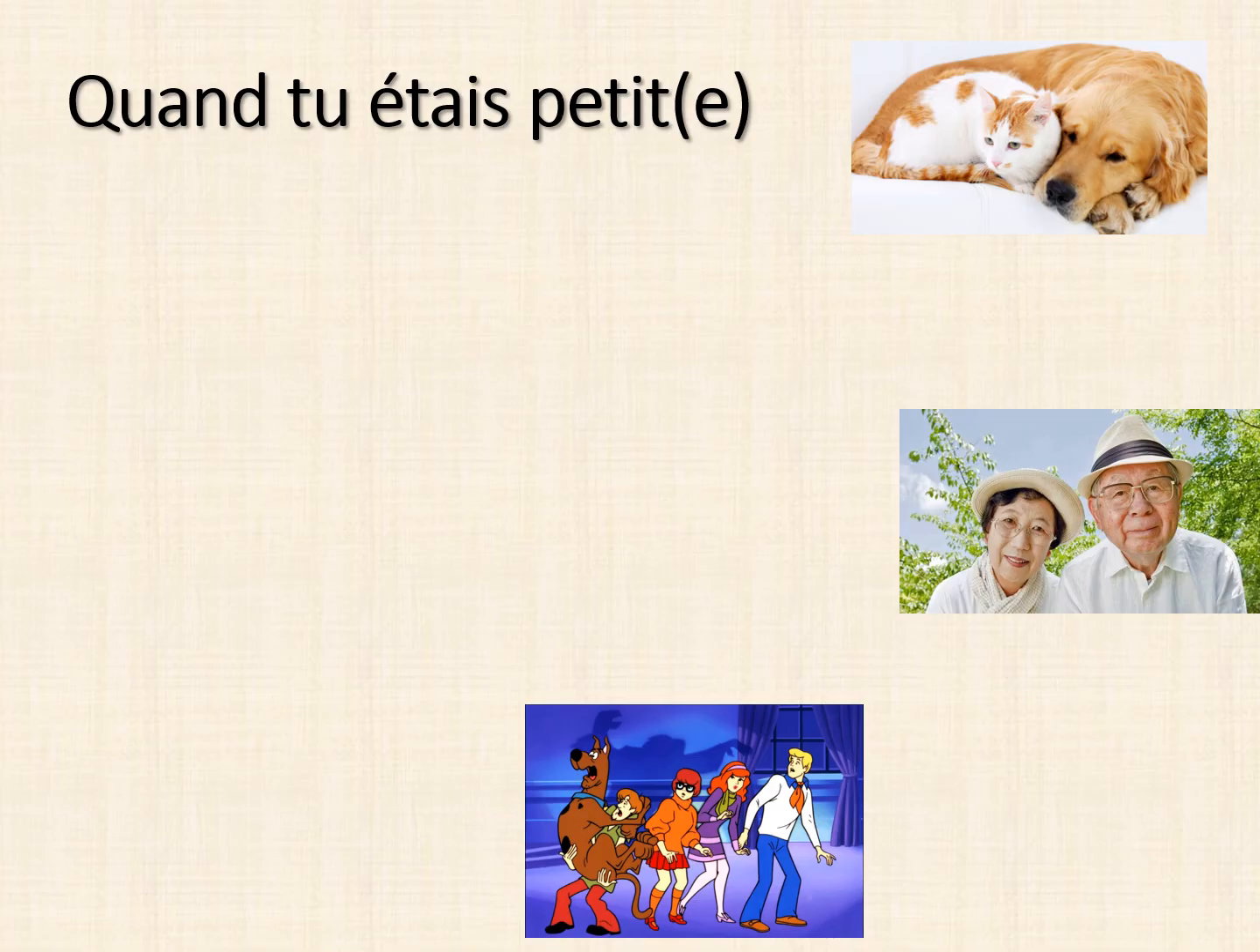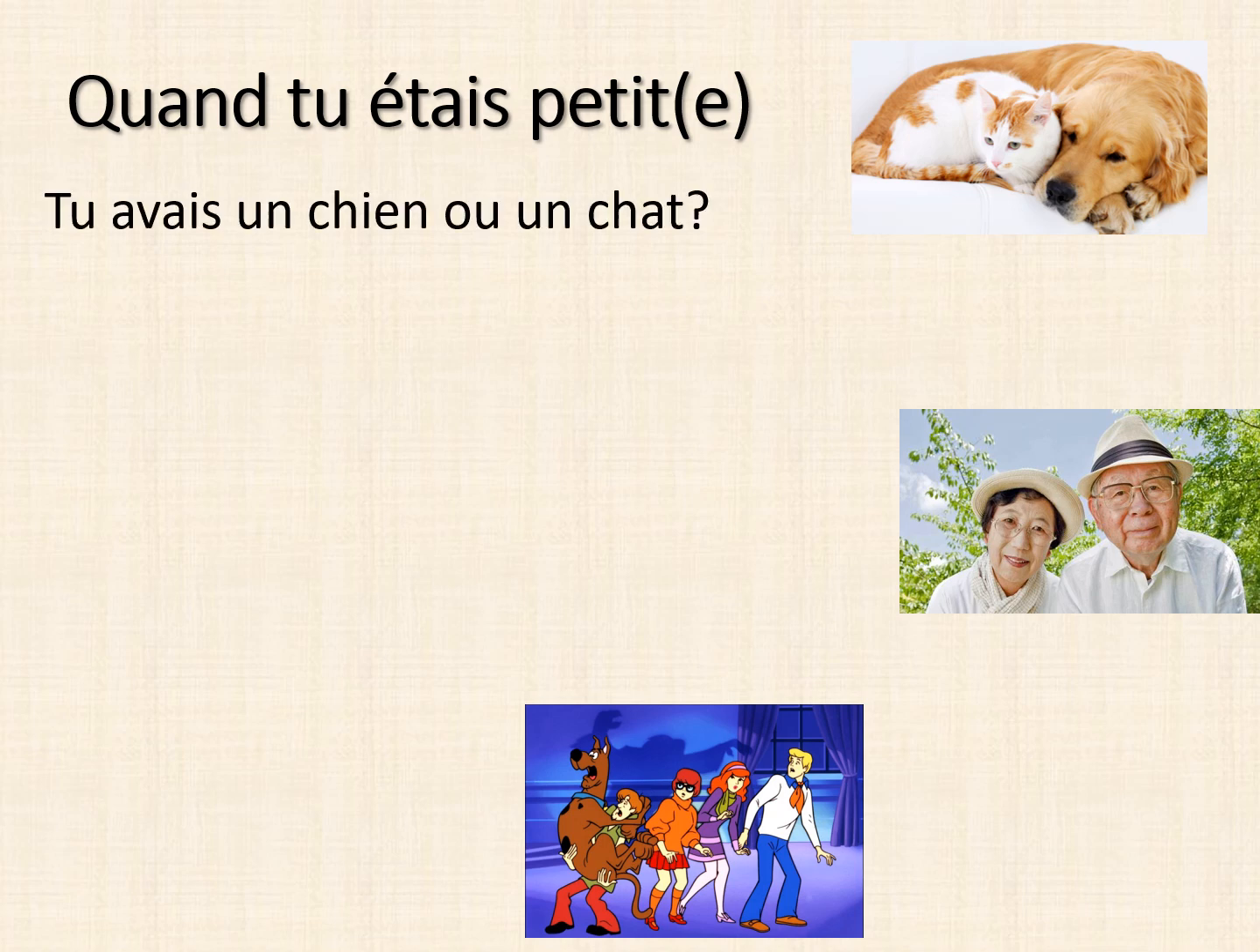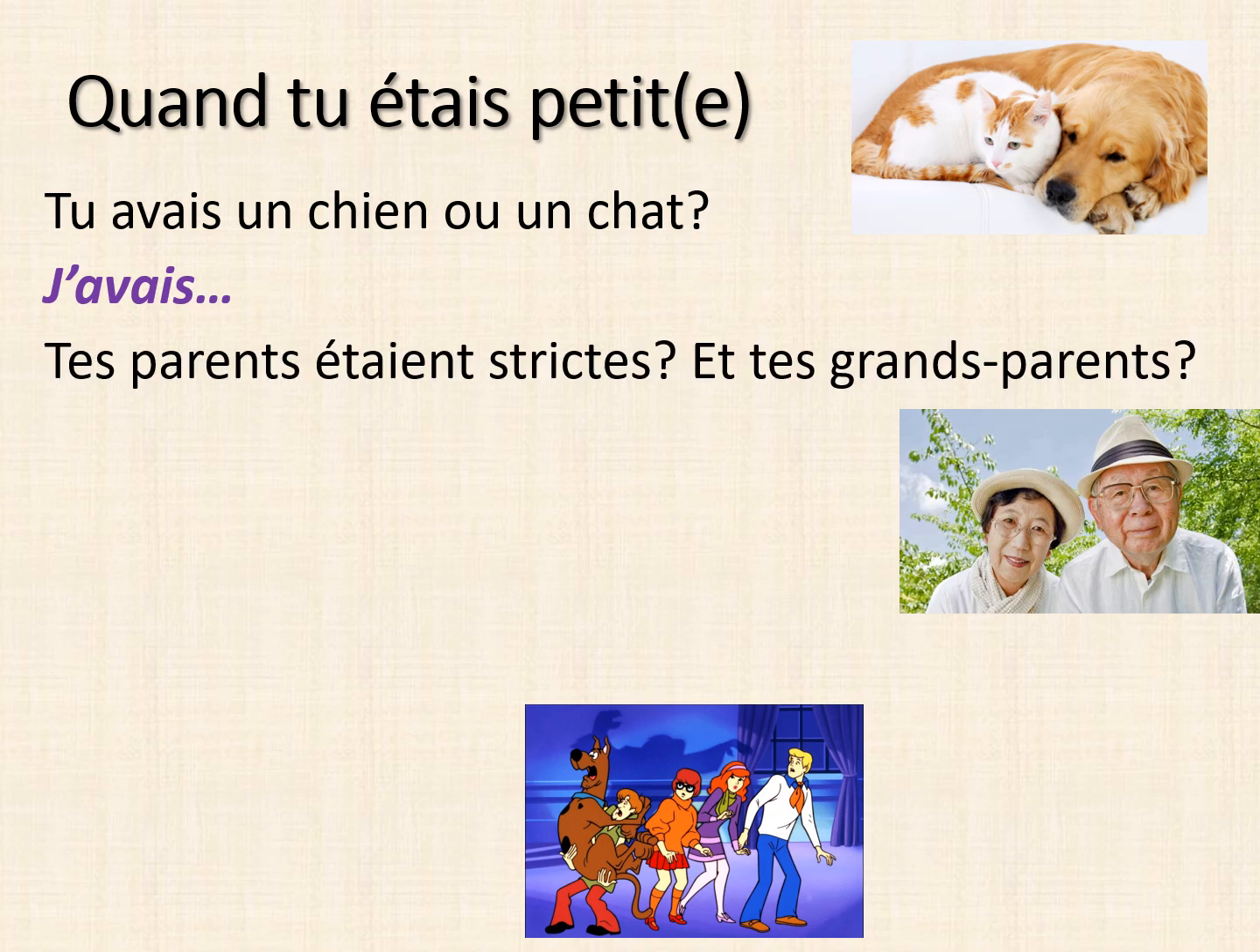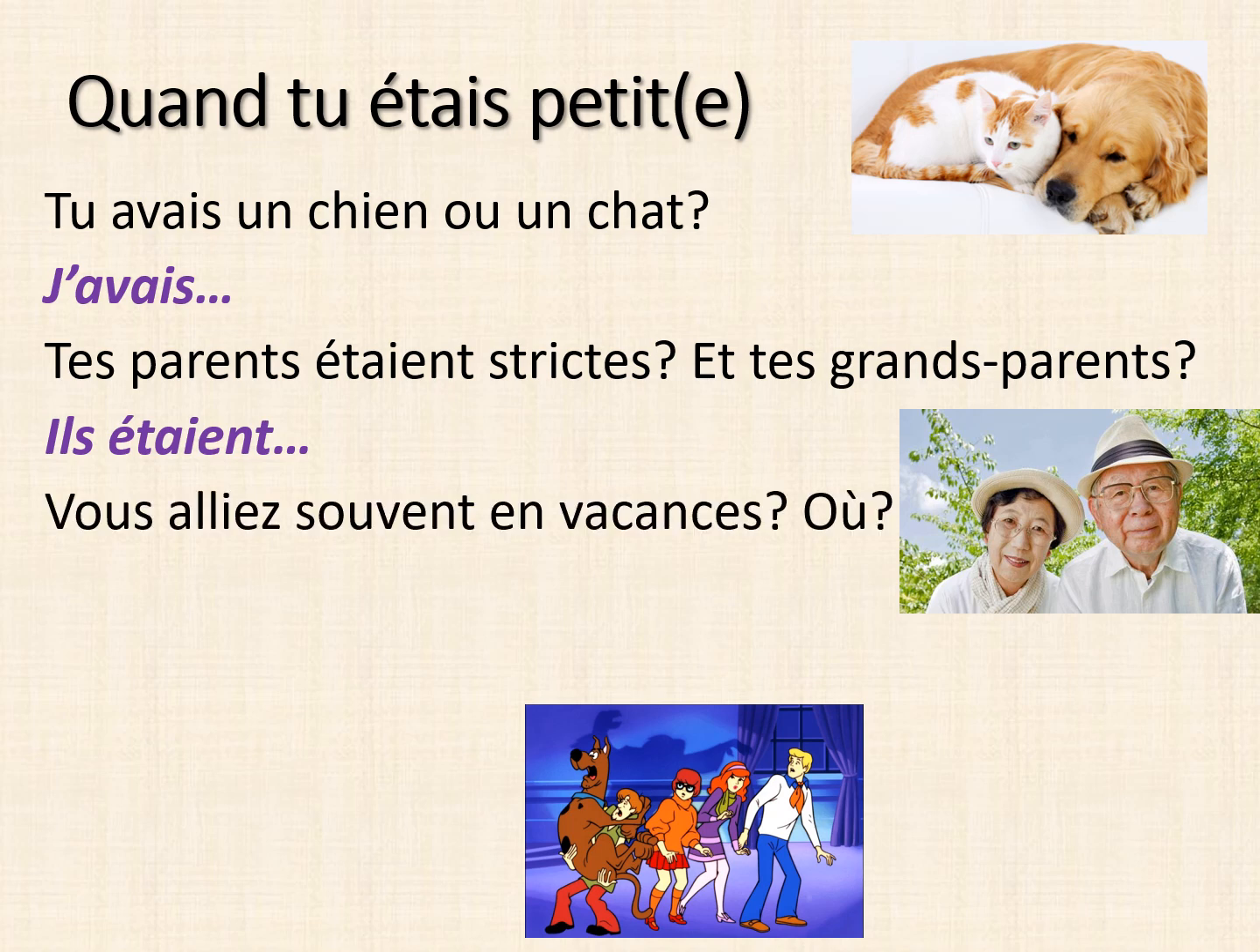Quand tu étais petit ou petite, when you were younger, tu avais un chien ou un chat? How would you respond? J'avais. Moi, j'avais 2 chiens et 5 chats. Tes parents étaient stricts? Et tes grands-parents? How do you say they were? Ils étaient stricts. Or the negative is just ne pas, ils n'étaient pas stricts.